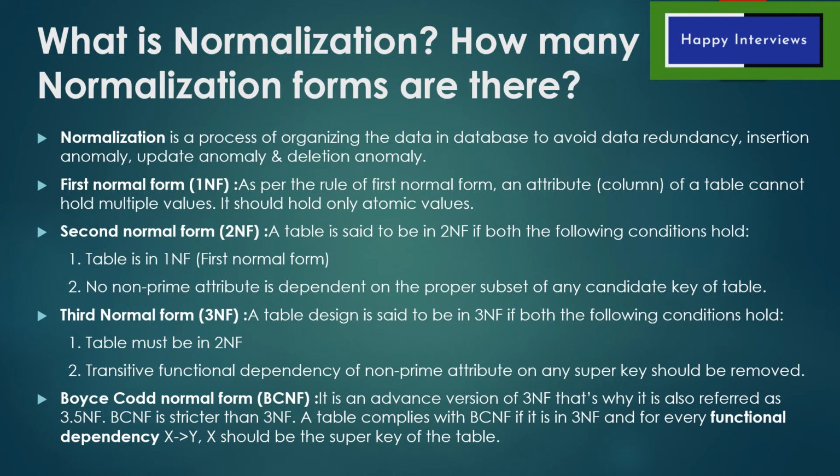There are three forms, or I should say that there are four forms. First, 1NF, 2NF, 3NF, and then BCNF. It is also called 3.5 NF. So what's the difference? There is very little difference between them all. In first normal form, the basic thing is that a table cannot hold multiple values. It should have only atomic values. What does it mean? Like if I say that there is a table where I have student ID, student name, and contact number.